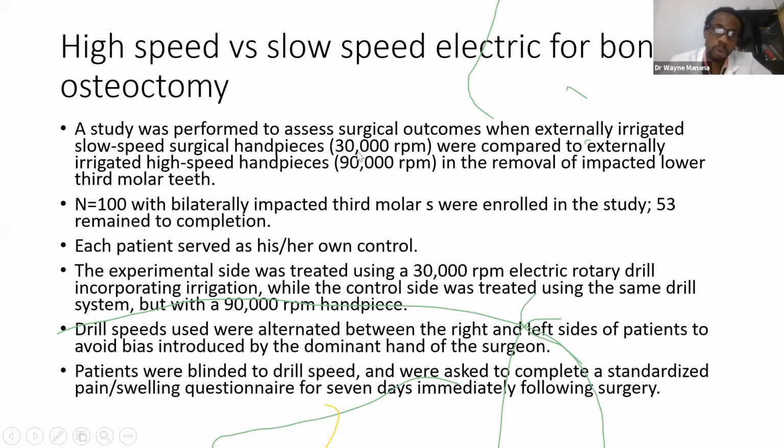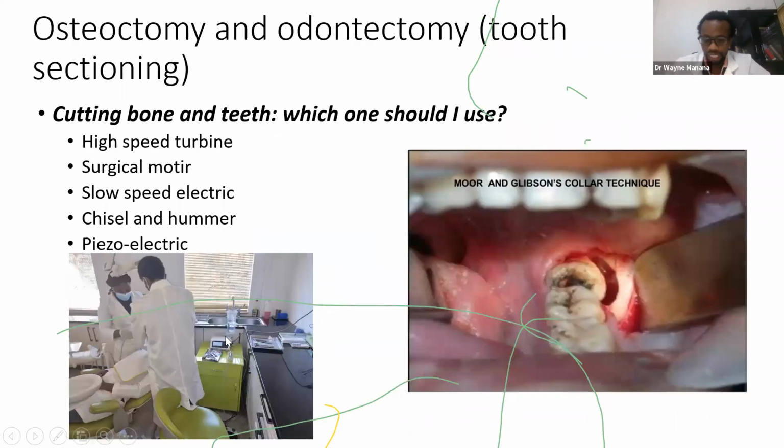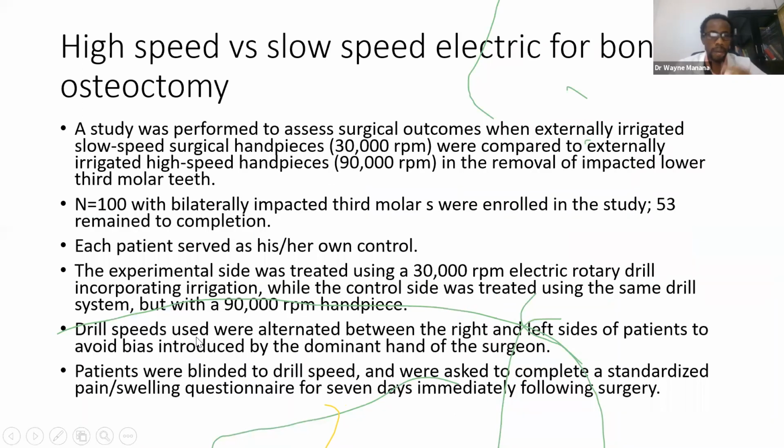This comparison was for the same machine, this one. It's not comparing our high-speed air turbine handpiece. It's comparing the implant motor, how much speed. So they looked at 100 patients, and those patients had bilateral impacted third molars. Each patient served as his or her own control.